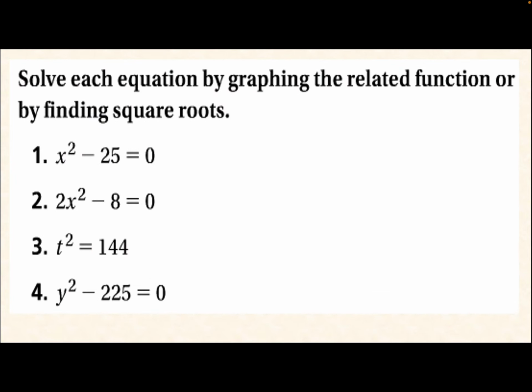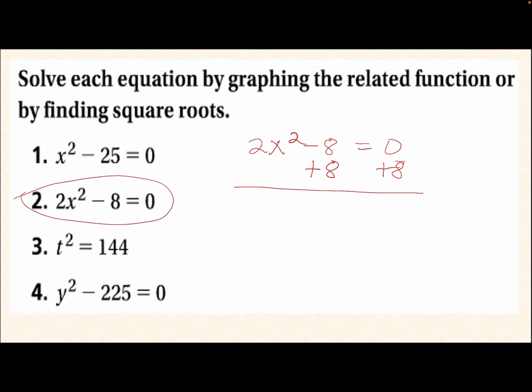We have here some examples. Let us try number 2. 2x squared minus 8 equals 0. Get the opposite of negative 8, that is positive 8, positive 8. So you now have here 2x squared, that will be 0. So you have 0 plus 8, that is 8. Dividing both sides by 2. So 2 divided by 2, that is 1, I'm sorry. So x squared now is equal to 8 divided by 2, that is 4.